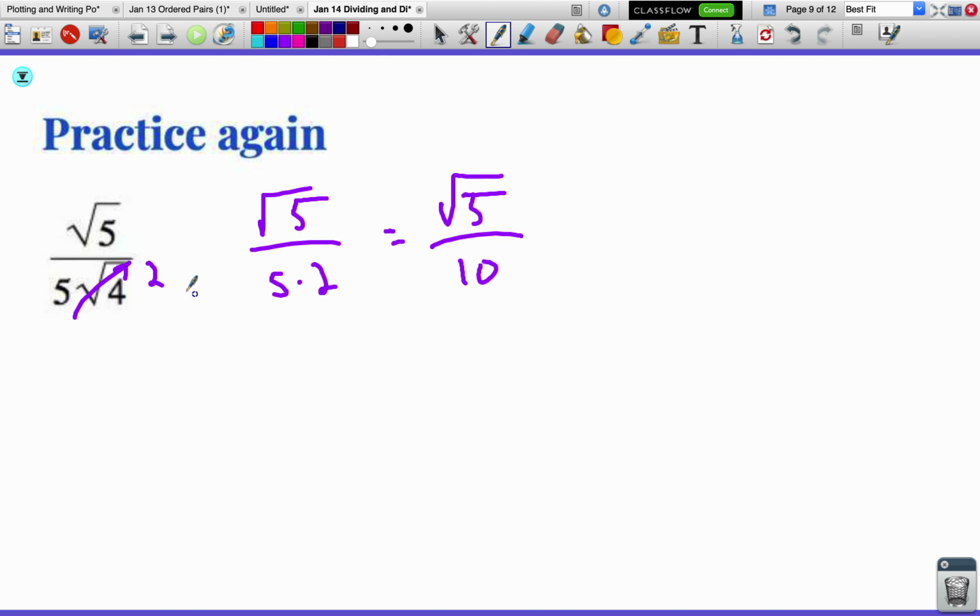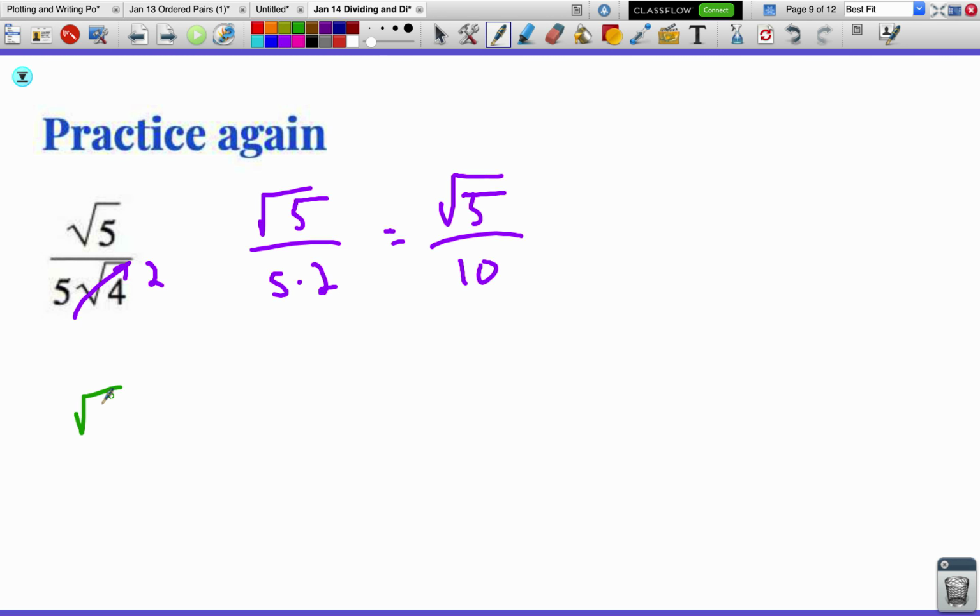Now, if we missed that, we could have still gotten there by multiplying by the square root of 4 over the square root of 4. We'd get the square root of 20 over 5. Square root of 20, we can factor in a 4. And we would get 2 root 5 over 5. Here, I want to actually go through that process.